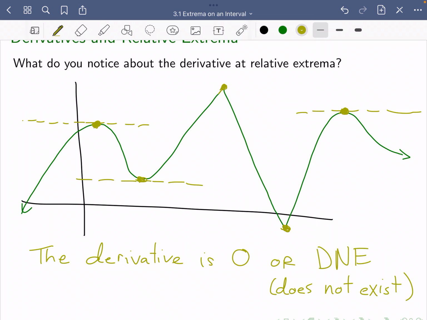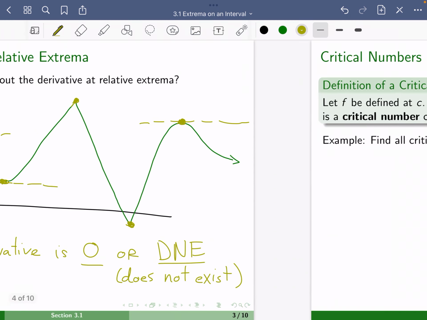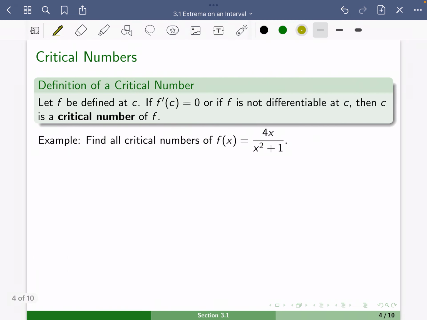So these places where the derivative is 0 or where it does not exist, we give that a special name. That special name is a critical number. So let f be defined at some value c. If the derivative is 0, or if it's not differentiable at c, so the derivative is either 0 or does not exist, then c is a critical number of f.